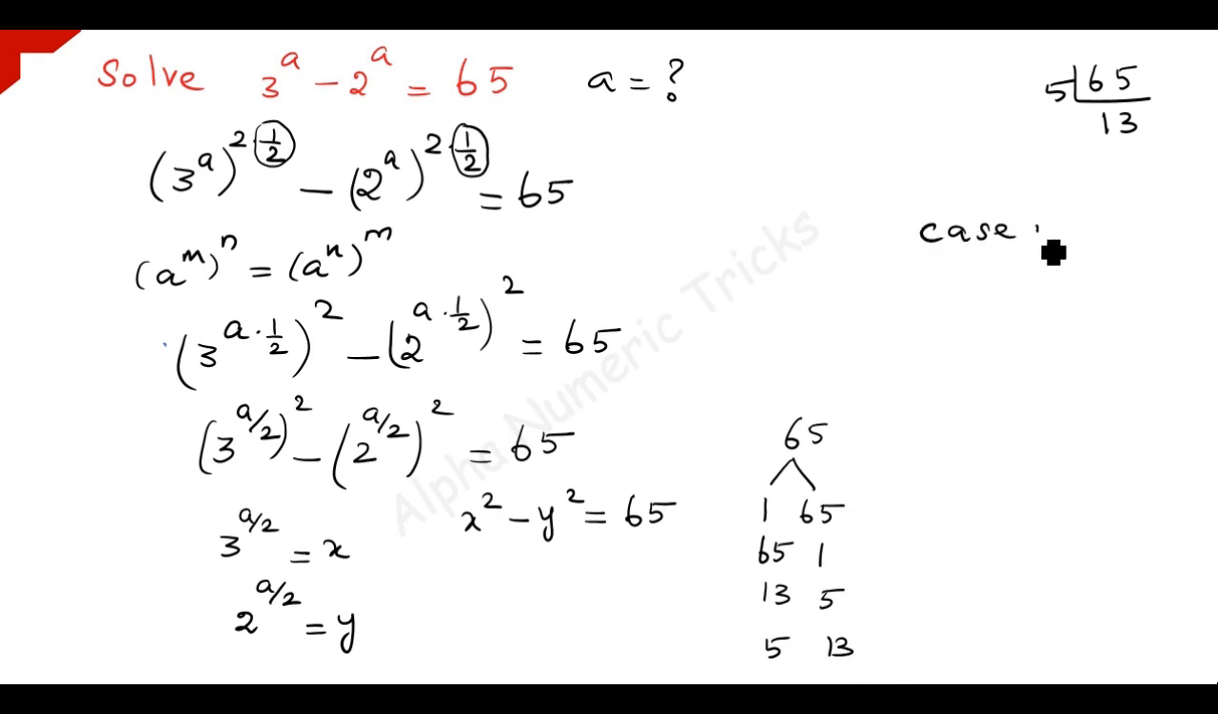First case is case 1. We have that 65 can be written as 13 times 5. So x squared minus y squared is equal to 13 times 5. You can write it, or 5 times 13. And the next case is x squared minus y squared is equal to 65 times 1 or 1 times 65. So we have two cases to solve, case 1 and case 2. So we are starting with case 1.